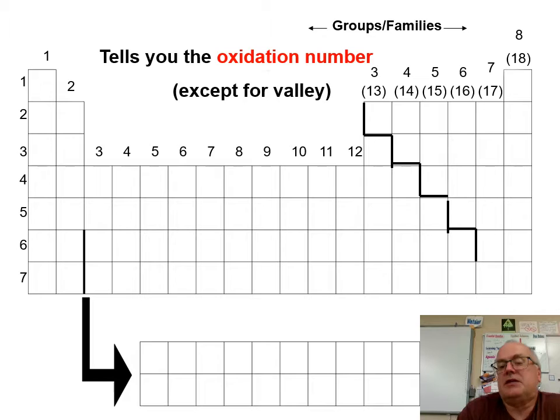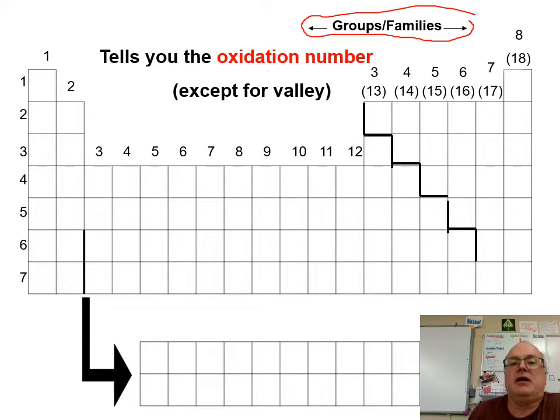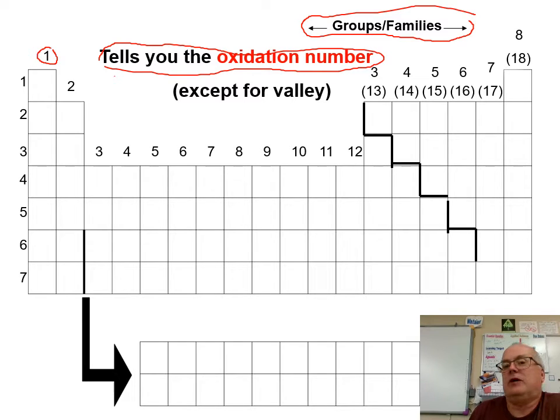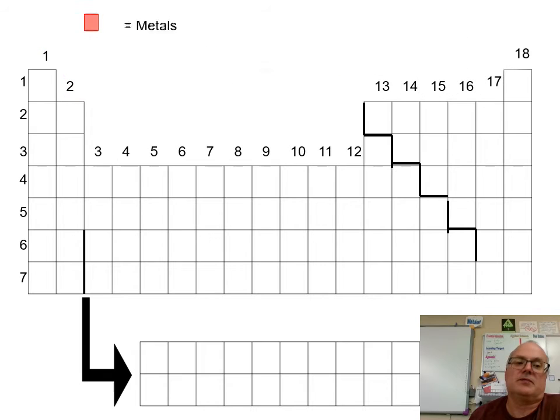One of the things that you should note is that the families actually tell you the oxidation number of an element. So all of the elements in family 1 have an oxidation number of 1. All of the elements in family 2 would have 2. All of them over here in 8 and 18 actually would have 0. This is something that the table can show you, and you'll see that later when we have to do some stuff with those oxidation numbers.